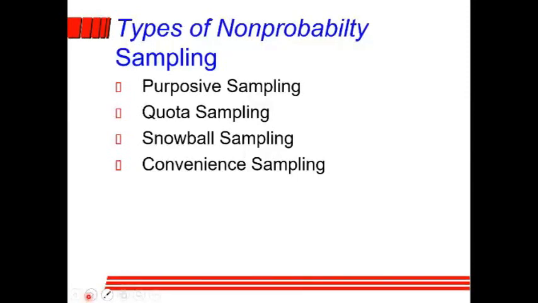Kung kanina meron tayong types for the probability sampling, we also have different types for the non-probability sampling. We have here yung first natin na i-discuss is the purposive sampling. The next natin is the quota sampling. Next is the snowball sampling. And last natin is the convenience sampling.